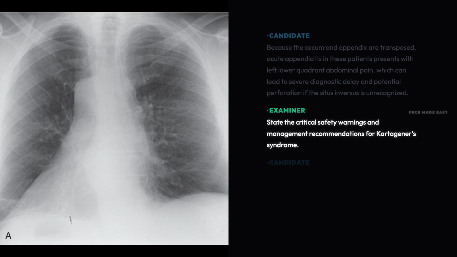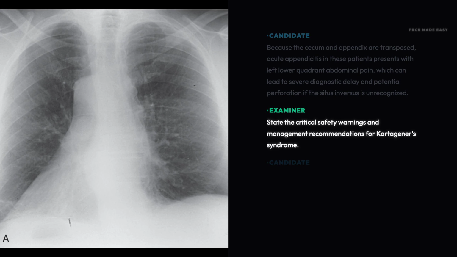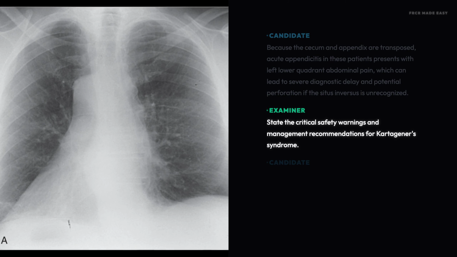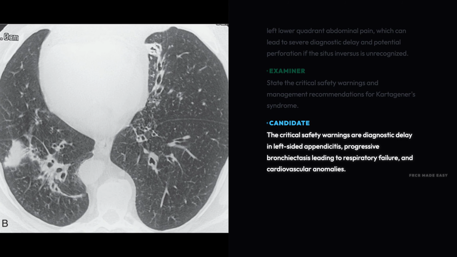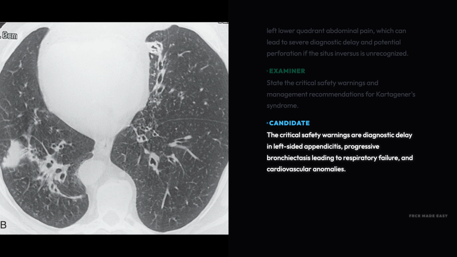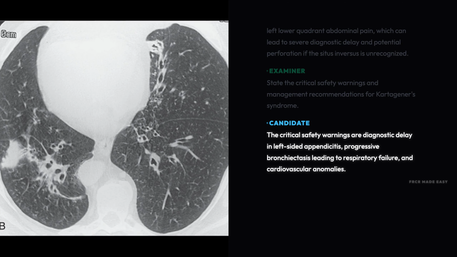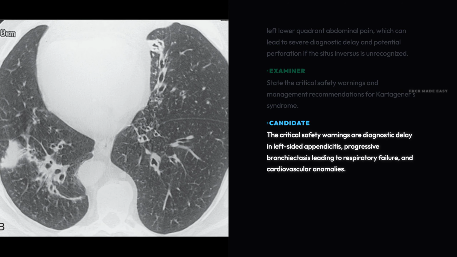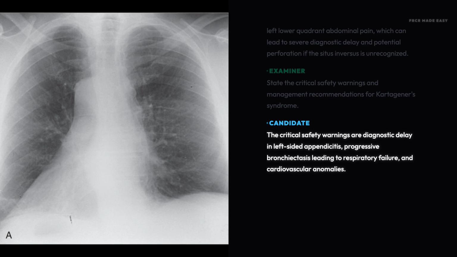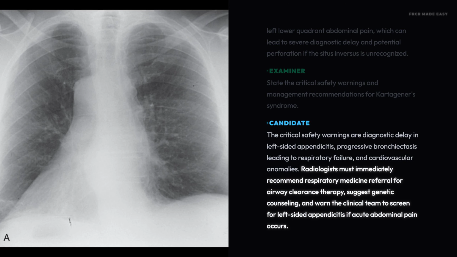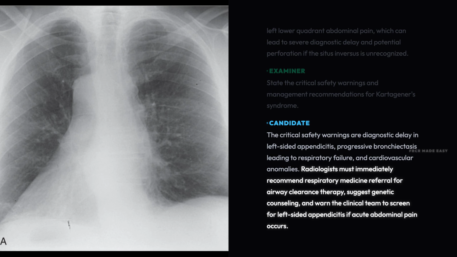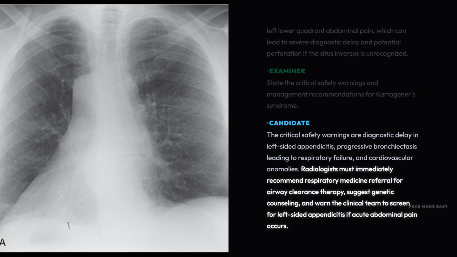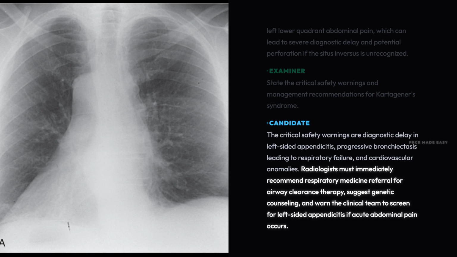State the critical safety warnings and management recommendations for Kartagener's syndrome. The critical safety warnings are diagnostic delay in left-sided appendicitis, progressive bronchiectasis leading to respiratory failure, and cardiovascular anomalies. Radiologists must immediately recommend respiratory medicine referral for airway clearance therapy, suggest genetic counseling, and warn the clinical team to screen for left-sided appendicitis if acute abdominal pain occurs.